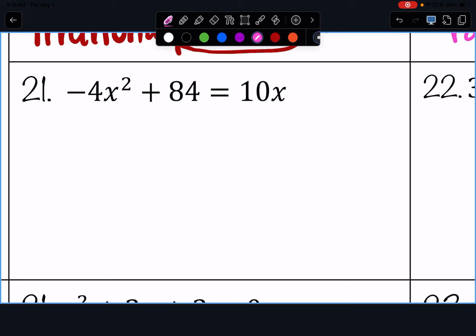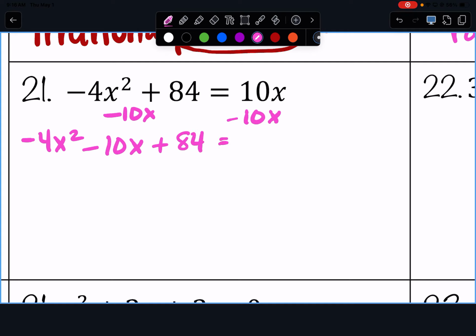Is that in standard form? No. To get it in standard form, I have to move that 10x. How would I move that 10x? Subtract it. So I'm going to say minus 10x on both sides. So I get negative 4x squared minus 10x plus 84. You don't add it to the x squared, so you just put it in there because it doesn't have any like terms. And we put it in the order of x squared, x, constant.